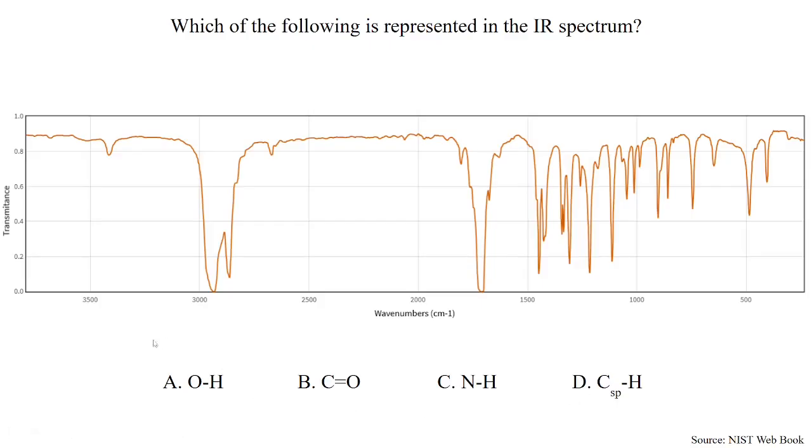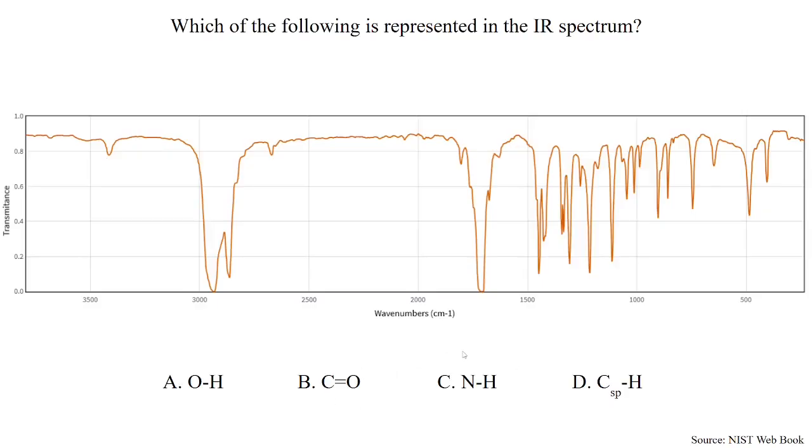Your alcohol peaks, right? Those are broad, right? This little peak here is really the peak that you will look at, and it's not broad, so you can go ahead and eliminate that as well. So you're left with option B and option C.